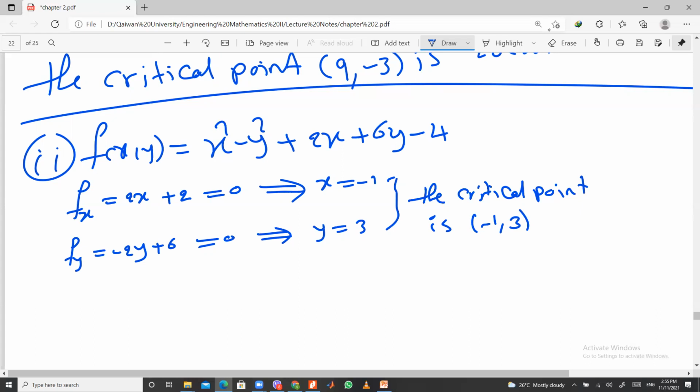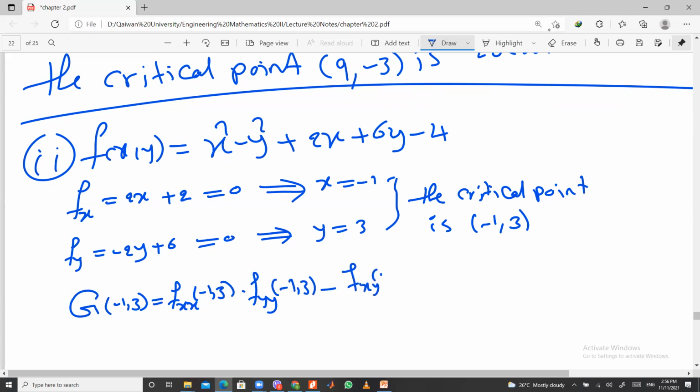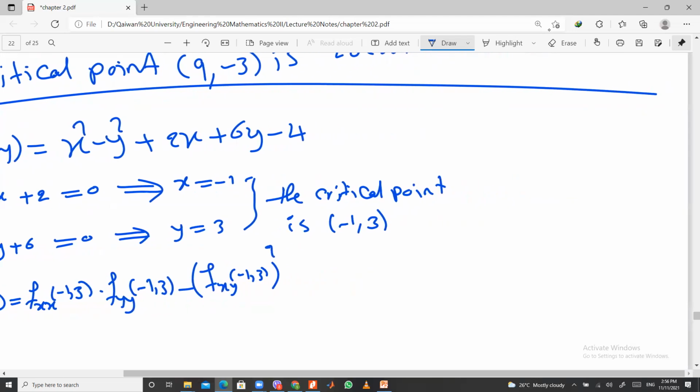How do we determine the type of this critical point? What should we find? We should find g. We say g at the critical point (-1, 3) equals f sub xx at the point (-1, 3), times f sub yy at the point (-1, 3), minus f sub xy at the point (-1, 3), all squared. That's g, okay? In g, we have f sub xx, f sub yy, and f sub xy. So you must find these second partial derivatives at the critical point.